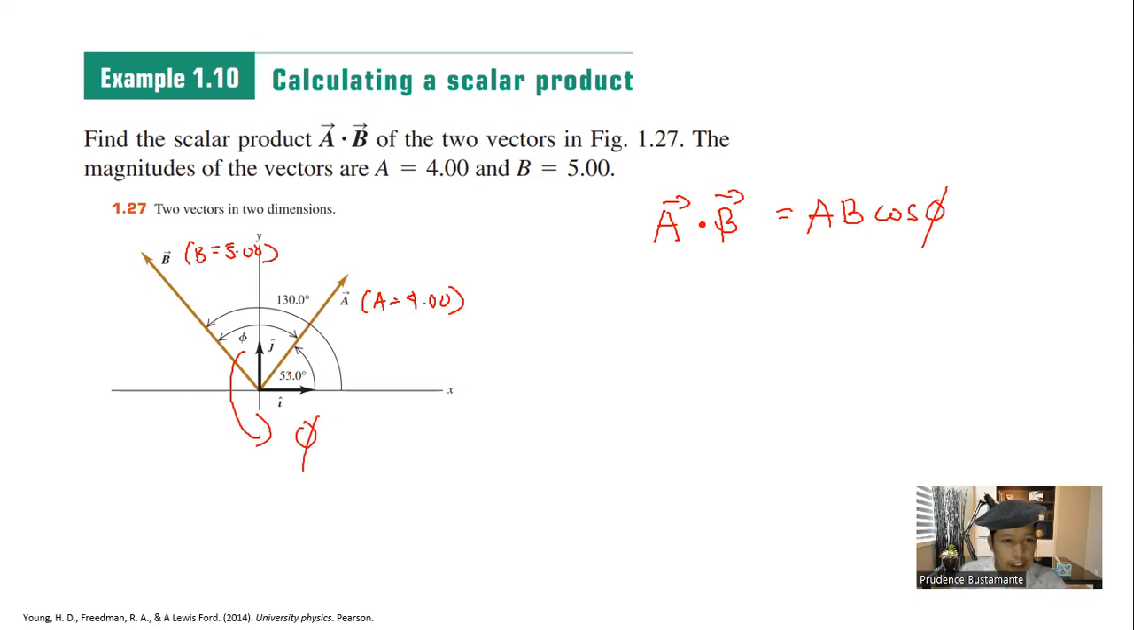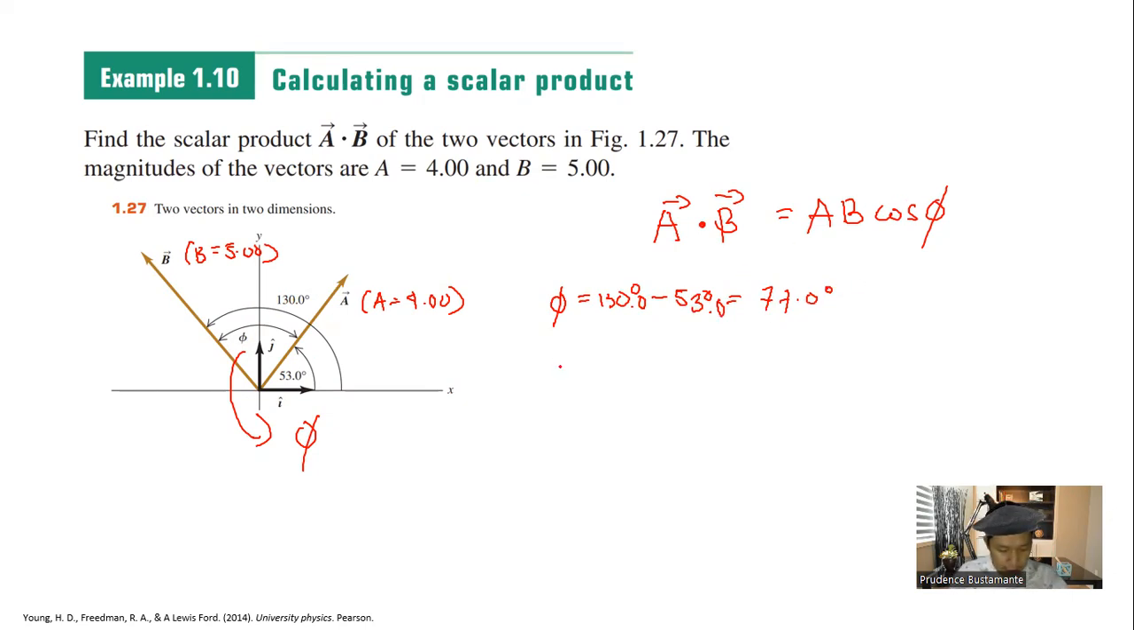Here, the angle of A from the positive x-axis is 53 degrees, and the angle of B from the positive x-axis is 130 degrees. So phi is equal to 130 degrees minus 53 degrees, which is equal to 77.0 degrees. Let's put 0 here for the significant figures. So now we know the angle phi between the two vectors.